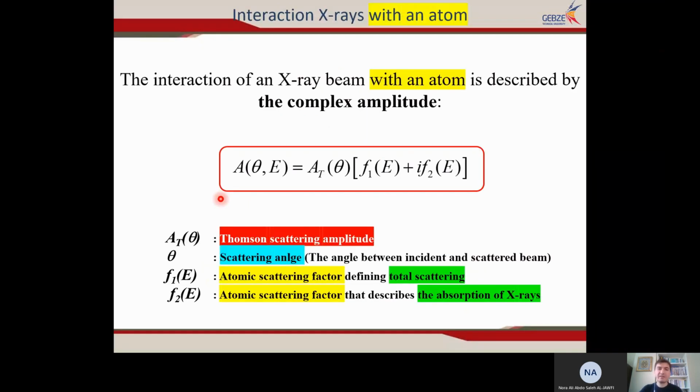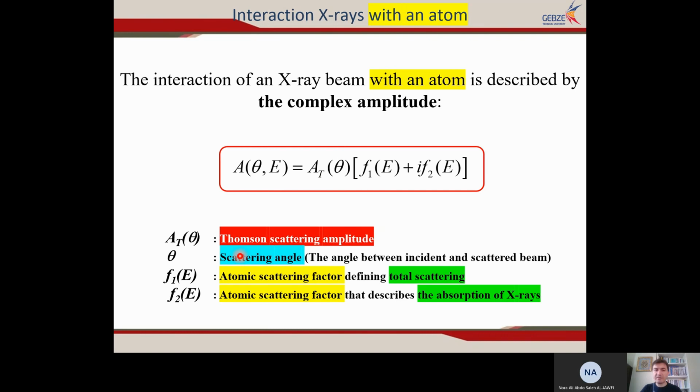And now let's discuss the interaction of X-ray with an atom. Just consider that you have an X-ray beam and many X-rays within this X-ray beam. And this beam comes to an atom, okay, just a single atom. So how to write this interaction with a mathematical formula? It is described by the complex amplitude. It depends on the angle and also the energy of the incoming X-rays, okay? So here we have a subscript T that depends on theta.